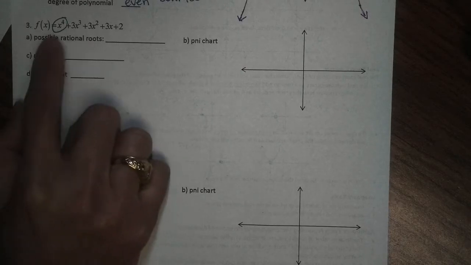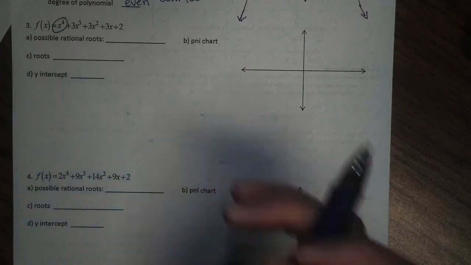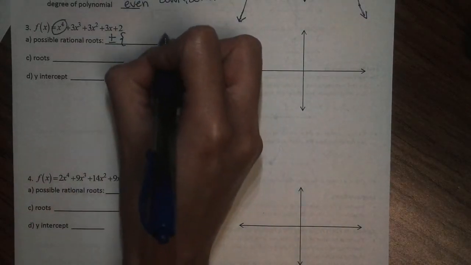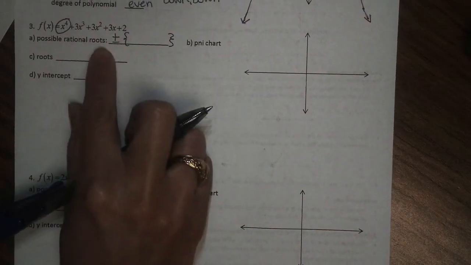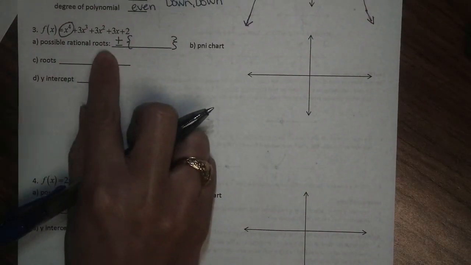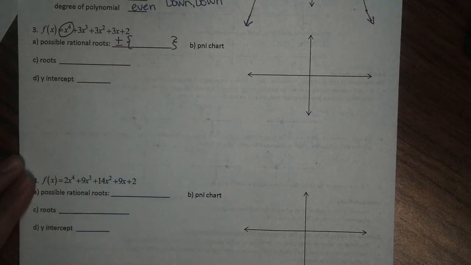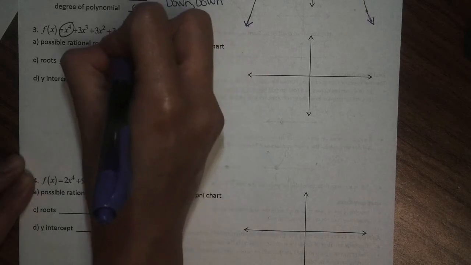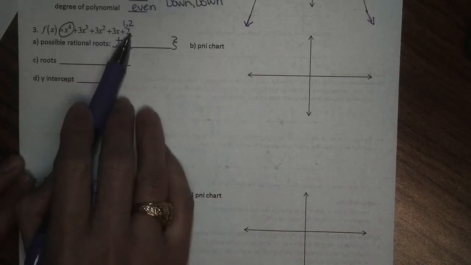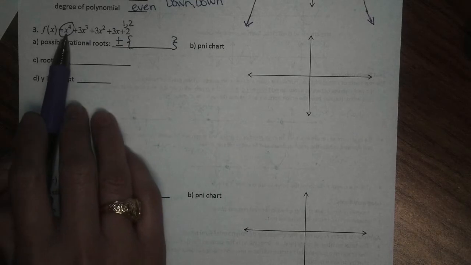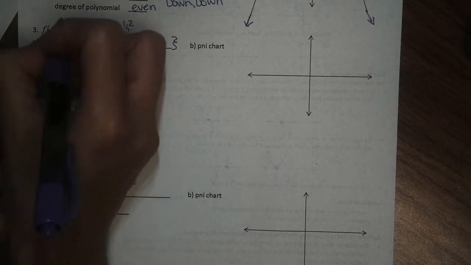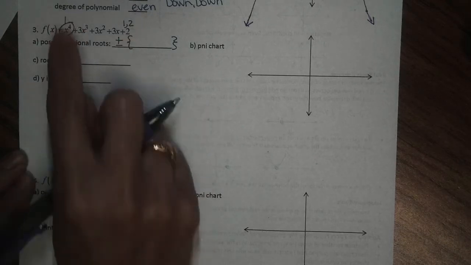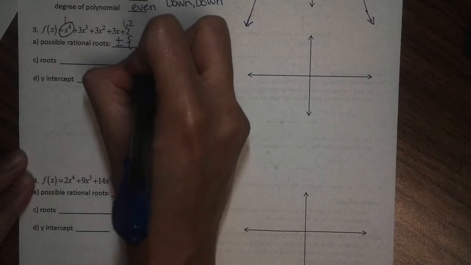I need you to make a list of the possible rational roots. So that's going to require a plus or minus. The way you make the list is you take the factors of the constant. The constant is 2, so the factors are 1 and 2. Then you divide them by the factors of the leading coefficient. The leading coefficient is just a 1. So you just take 1 and 2 and divide them by 1. So it's just 1 and 2.